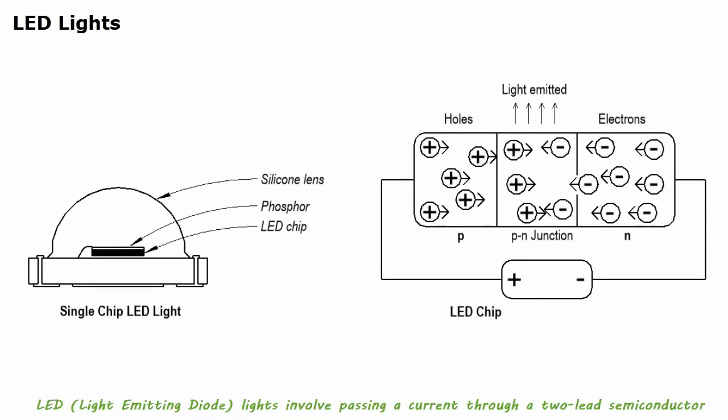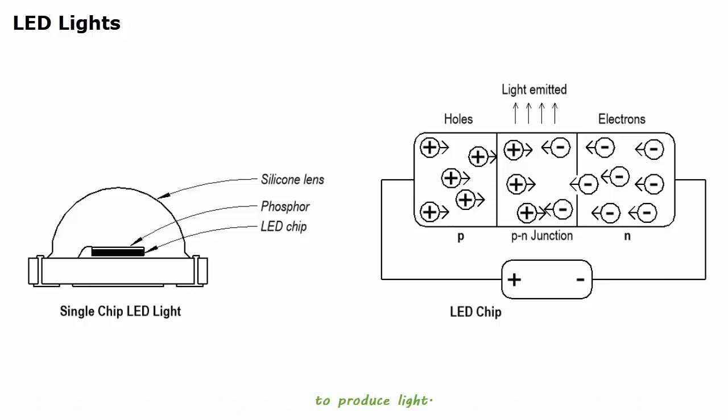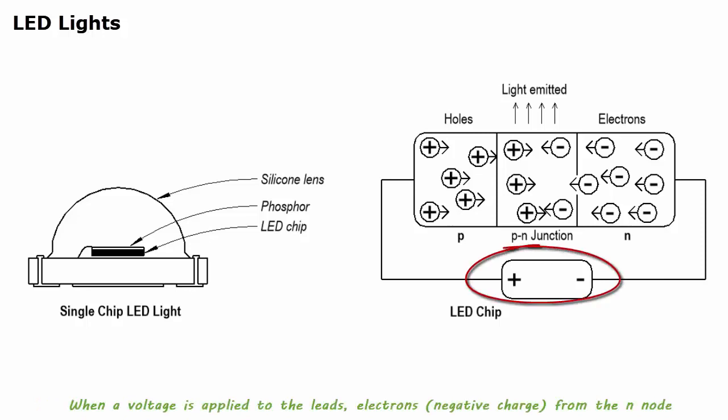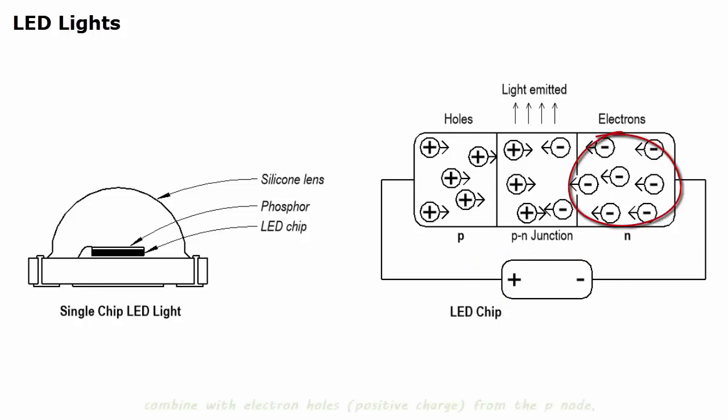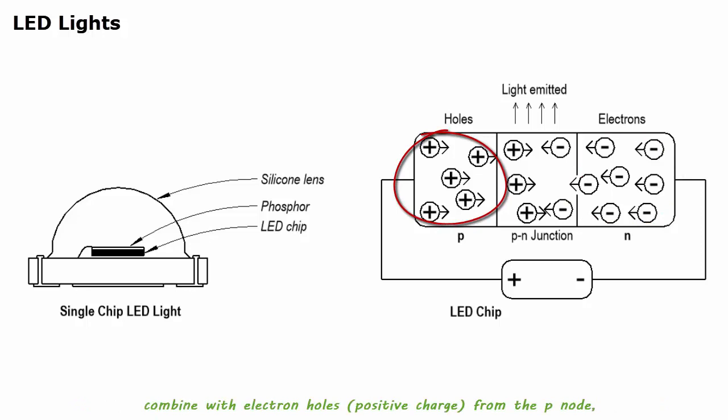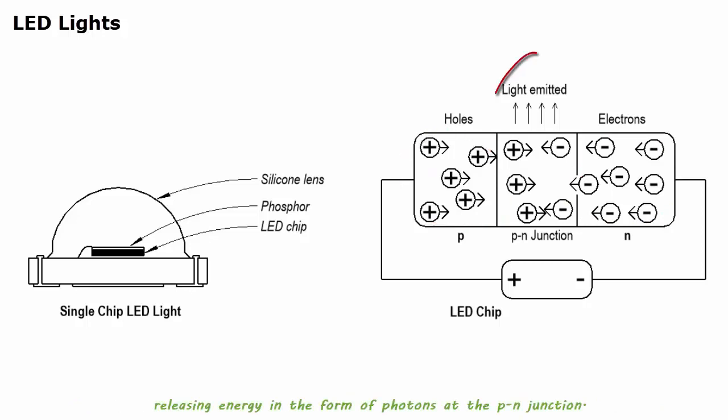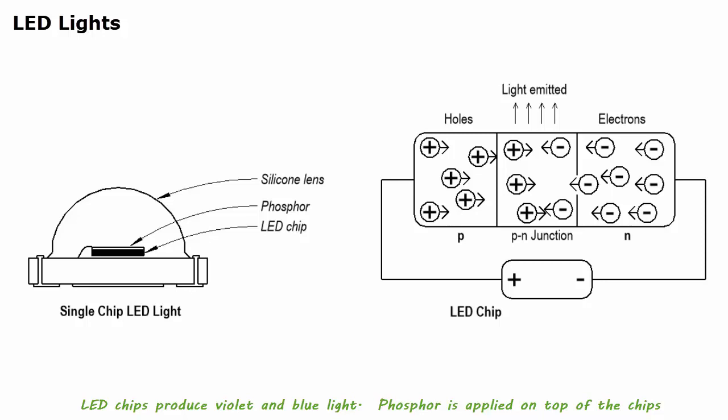LED lights involve passing a current through a two-lead semiconductor to produce light. When the voltage is applied to the leads, electrons' negative charge from the N node combine with the electron holes' positive charge from the P node, releasing energy in the form of photons at the PN junction. LED chips produce violet and blue light. Phosphor is applied on top of the chips to absorb the energy of violet and blue light and transform it into visible light.